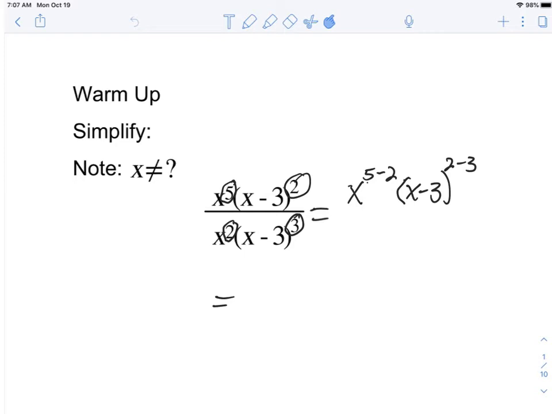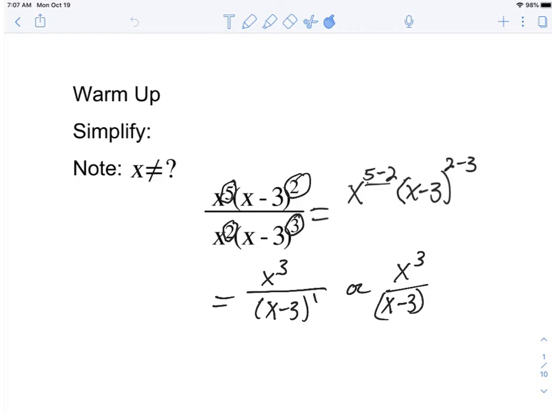Well, 5 minus 2 is x to the third, and that would be x minus 3 to the negative 1. So instead of writing it as a negative 1, we're going to write it as x minus 3 to a positive 1 in the denominator, or x cubed over x minus 3.